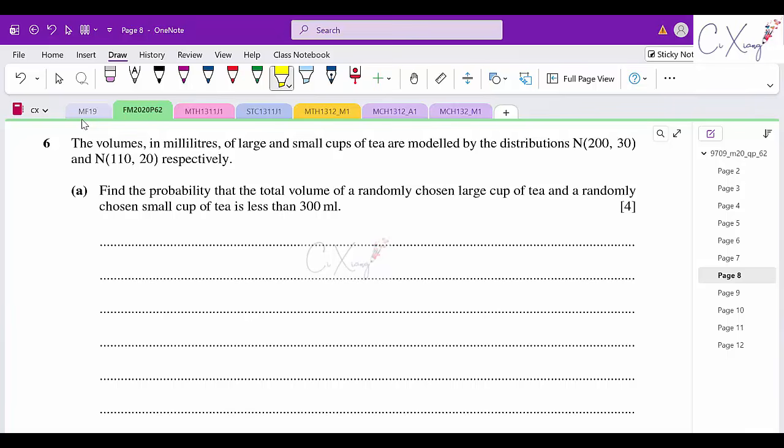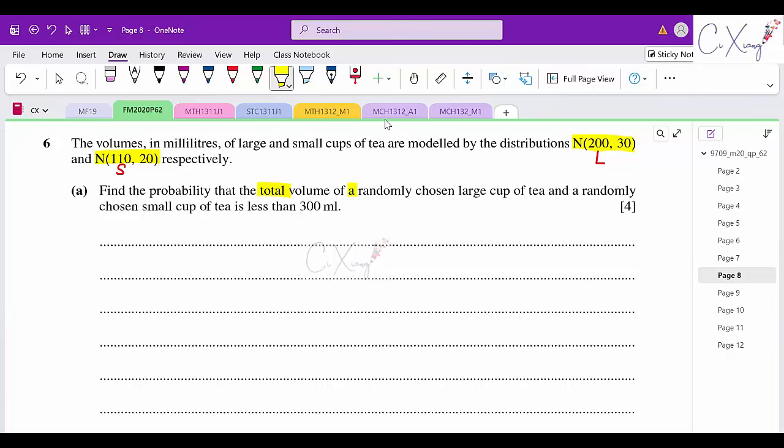So we are given the volume in milliliters for large and small cups of tea, which are modeled by normal distributions. So both of them have normal distribution. For me, I'm labeling the large cup as L, then the small cup as S. Right, so first question, find the probability that the total volume, highlight the keyword total, of a randomly chosen large cup of tea and a randomly chosen small cup of tea is less than 300.